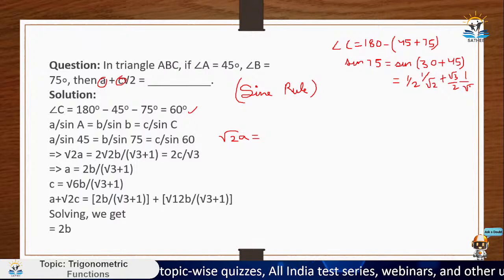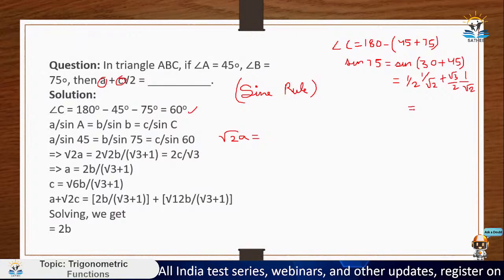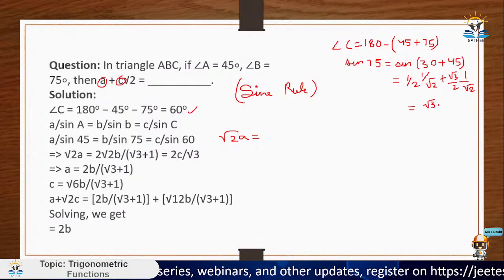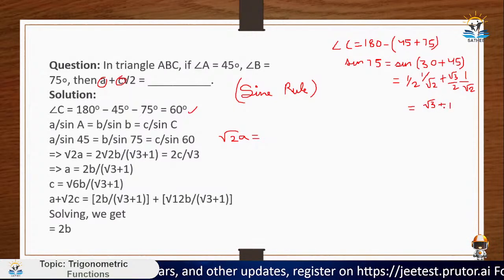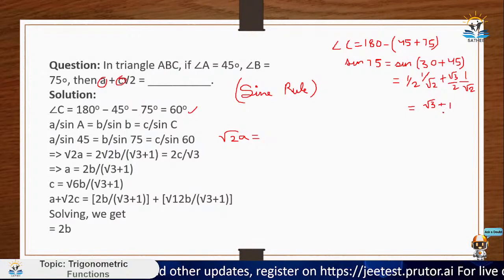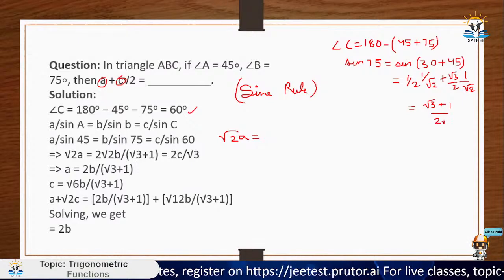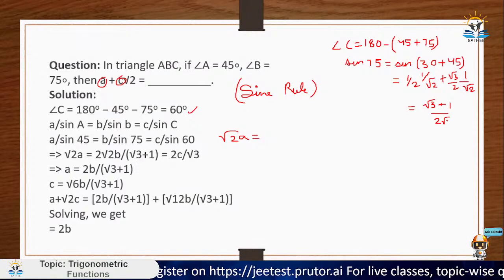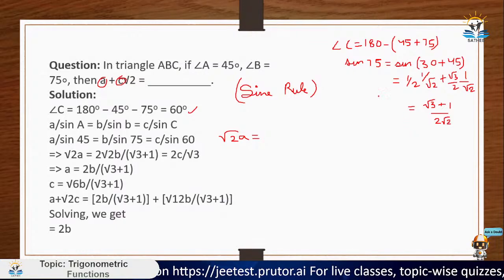Okay. So from here, what are you getting? Since 2 root 2 is common in the denominator, add the numerators. So the answer would be root 3 plus 1 divided by 2 root 2. So this is your final answer. I hope you got it.